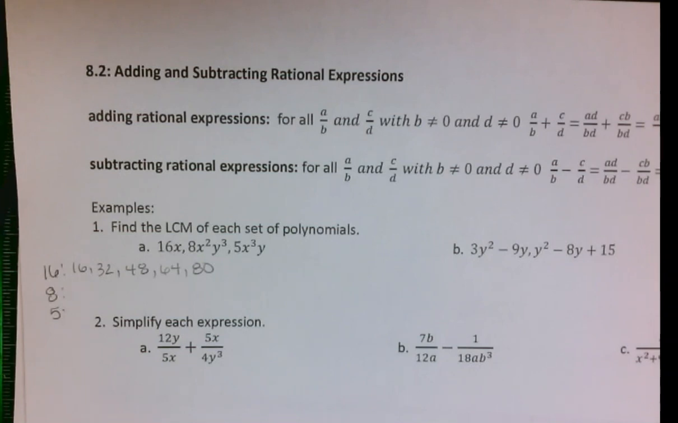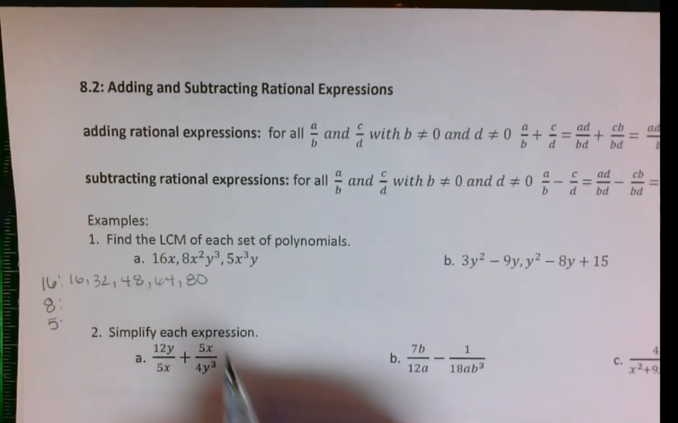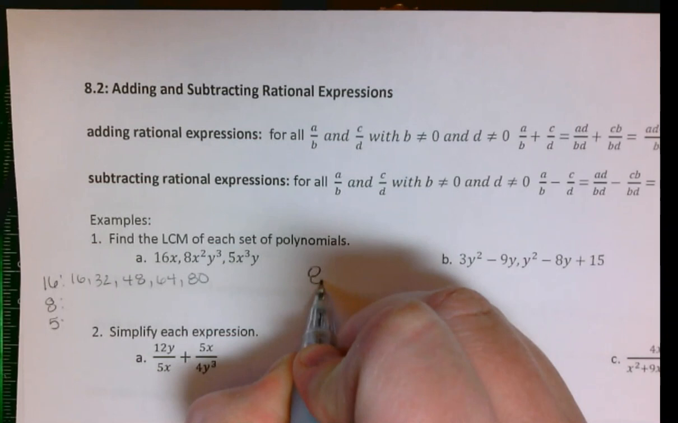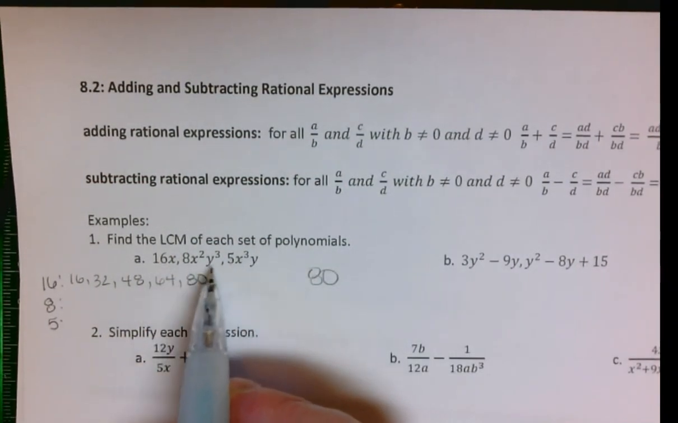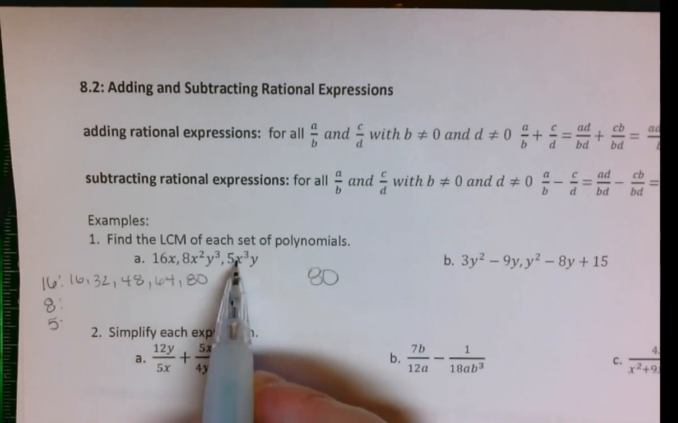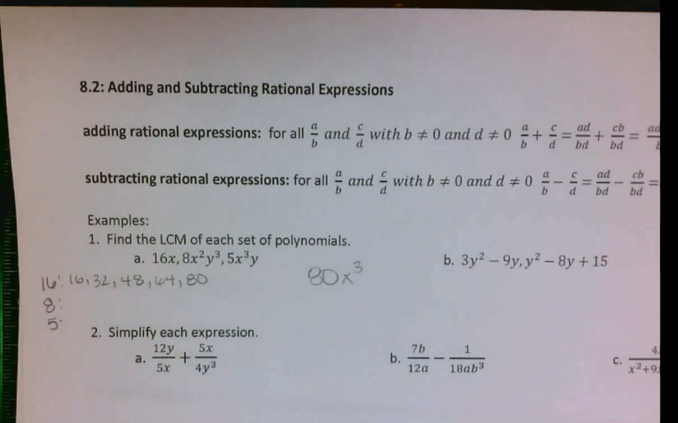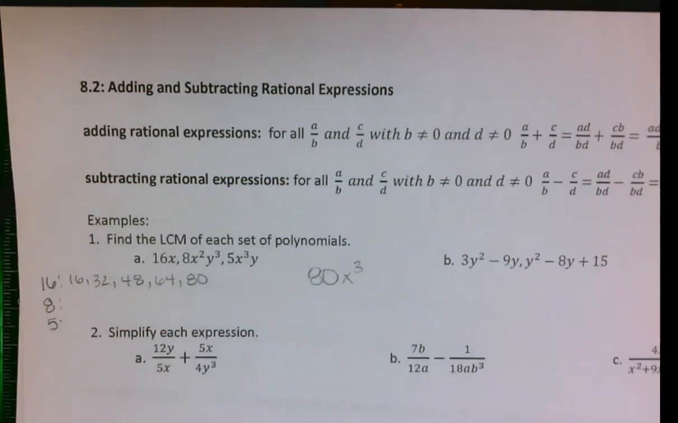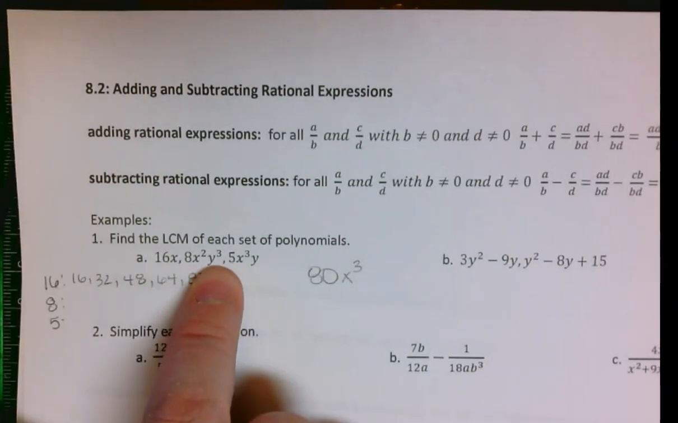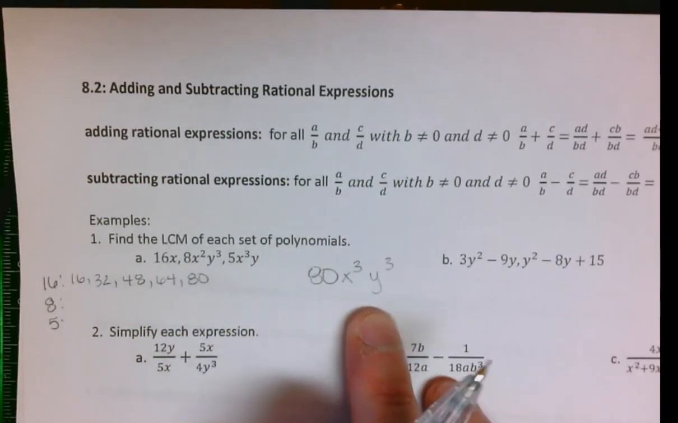So 80 is the first number that 5 can go into, and 8 also goes into it, so my LCM is 80. The next thing you have is you have an x, an x squared, and an x cubed. The first value that all three of these can go into is the one with the highest exponent, so you take x cubed. Same thing with the variables. They all need to have a y, and so you pick the one with the highest exponent, y cubed. So my LCM is 80 x cubed y cubed.